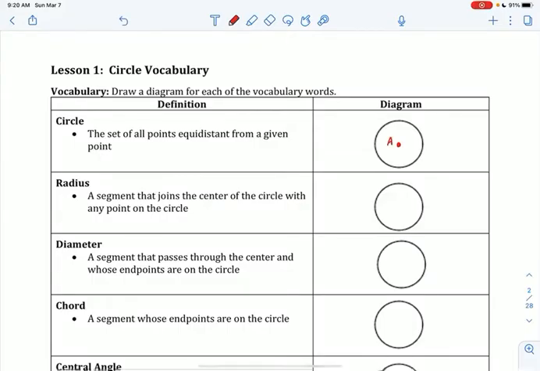And a lot of times they'll put a letter right there. So I would refer to this as circle A and write out the word circle, or sometimes they draw a little tiny circle with a point in the middle like that and they say circle A. So if you ever see that notation.